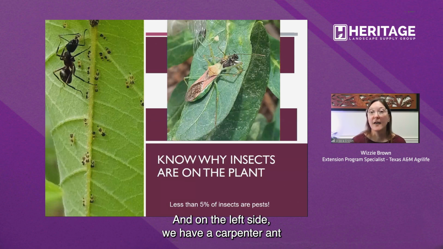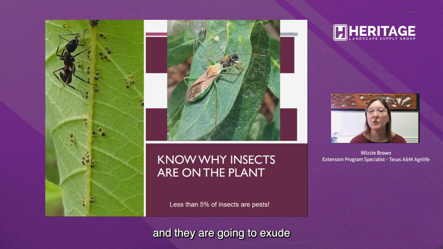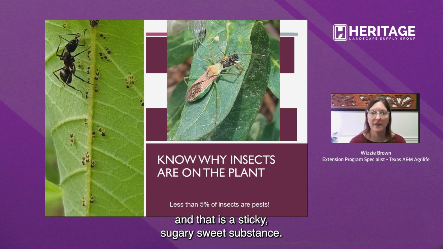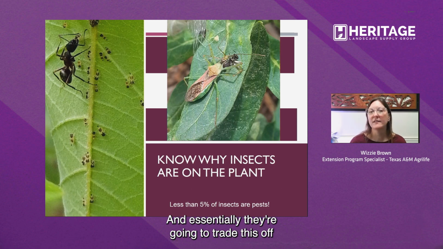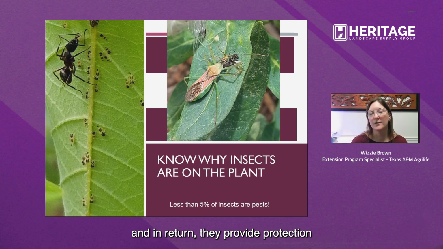And on the left side, we have a carpenter ant that is tending leafhopper nymphs. Those leafhopper nymphs are going to be feeding on the plant, sucking plant juices, and they are going to exude or excrete a waste substance called honeydew, which is a sticky, sugary, sweet substance. Essentially, they're going to trade this off with the carpenter ants, so it's kind of a mutualistic relationship. The ants are getting that sugary substance, and in return, they provide protection to those honeydew producing insects.